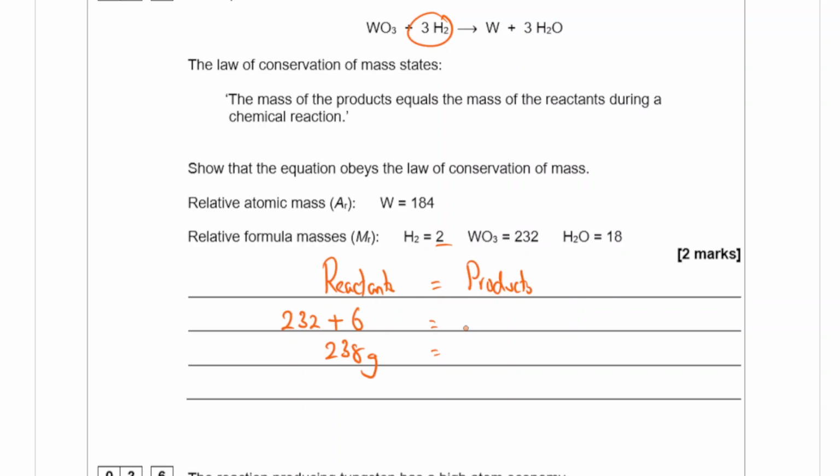Products is 184 plus 3 molecules of water, 18 times 3. Is it 56? No, it's not. It's 54 grams. Right? So if you add that up, it should give you 238 grams.